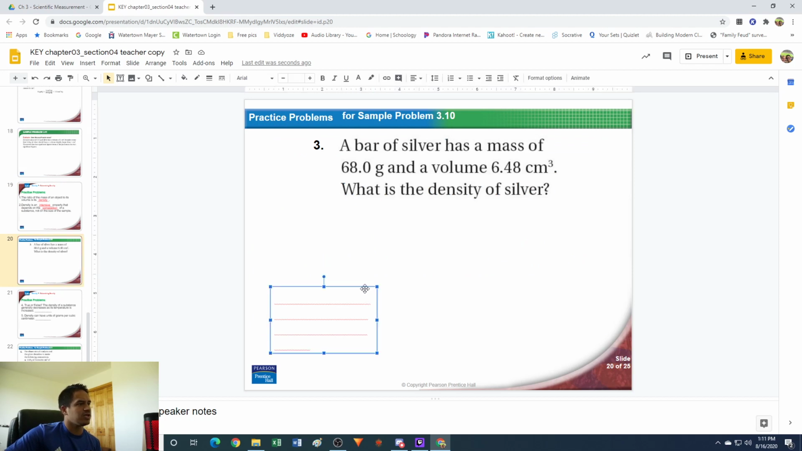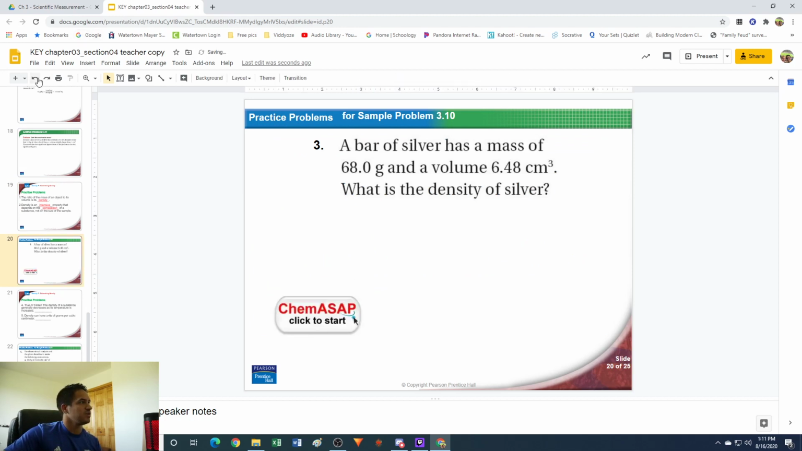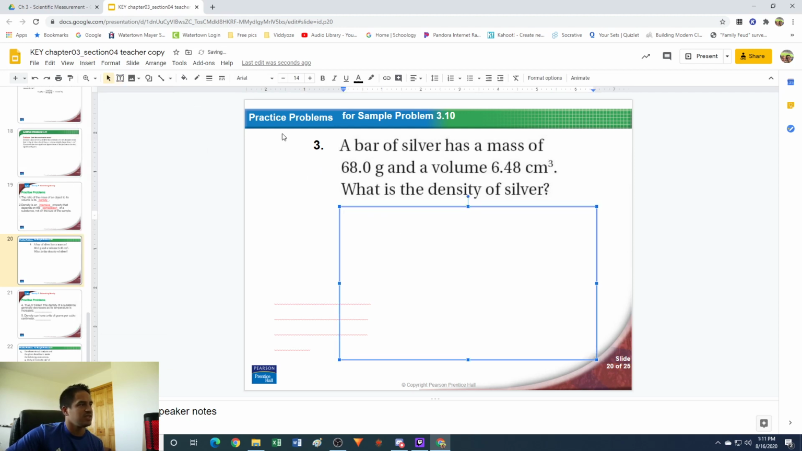Number 3, a bar of silver has a mass of 68 grams and a volume of 6.48 cubic centimeters. What is the density of silver? Okay, so this is just a basic density problem. Here's what we know. Your known values: we know mass, which is 68 grams. We know volume, which is 6.48 cubic centimeters. And they want us to find density, which we don't know.